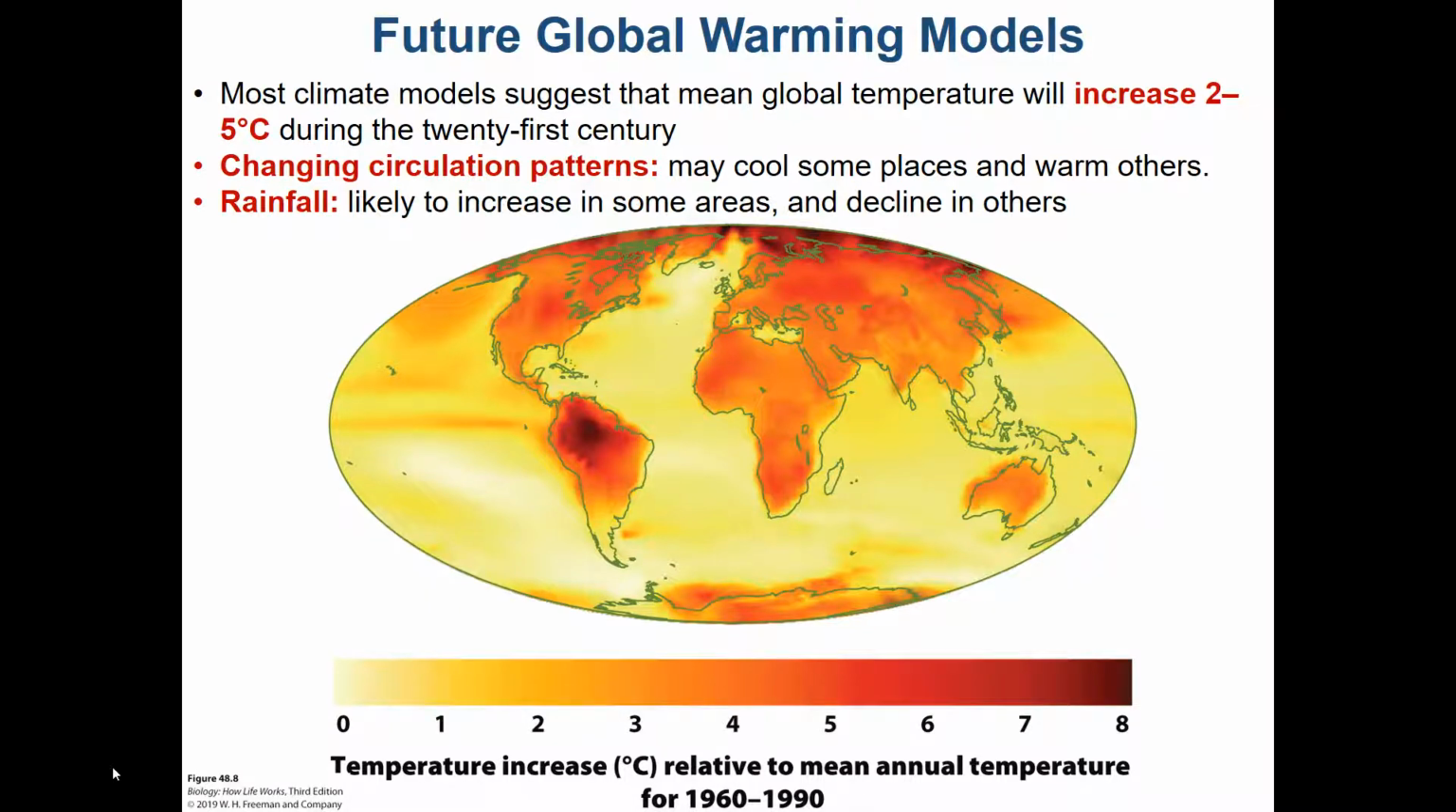The model then generates a set of results that can be used to predict future climate. In general, climate models do a pretty good job of explaining global scale features of climate and climatic change. Most climate models suggest that mean global temperatures will increase 2 to 5 degrees Celsius during the 21st century. That increase is not expected to occur uniformly throughout the globe, though. As has been true during the past 50 years, changing circulation patterns may cool some places and may warm others. Rainfall is likely to increase in some areas, but decrease in others.